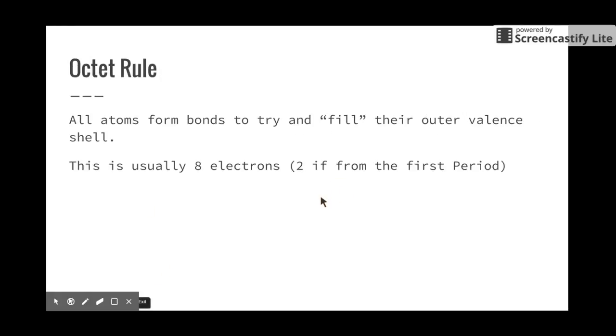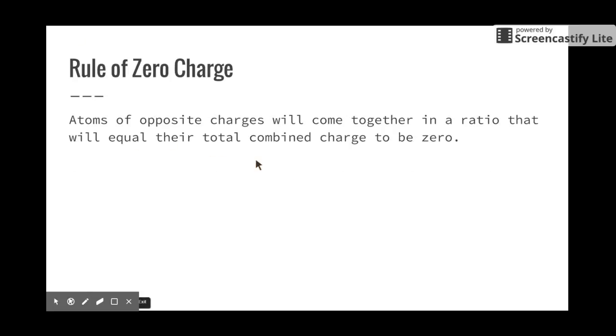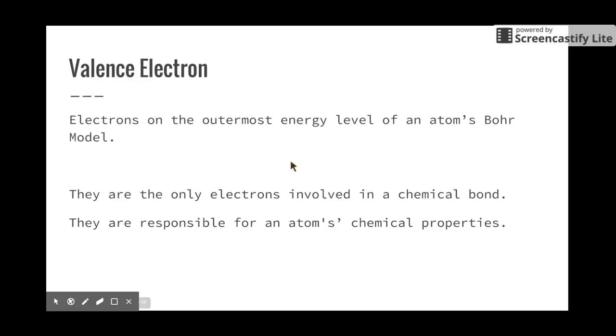The octet rule, on the other hand, is where all atoms form bonds to try to fill their outer valence shell. This is usually 8 electrons, or 2 if you're from the first period. So every atom wants 8 electrons. They want to fill that valence shell. Or if they're hydrogen or helium, or from the first period of the periodic table, they can only fit 2 on that first ring, so they only want 2. The octet rule is probably the most important rule. Everything follows this rule, where the rule of zero charge is only really followed by ionic bonds. So let's talk about that.